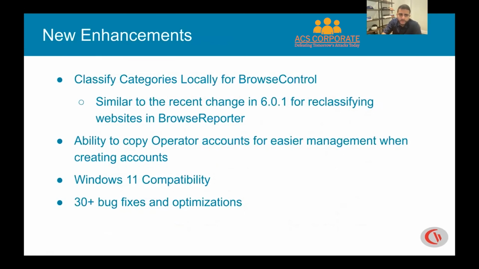Other new enhancements, so the ability to classify categories locally for browse control. We made a similar change for BrowseReporter in 601, but now you can do the same for browse control. Copying operator accounts has been simplified as well. We've also made sure that things are compatible with Windows 11. So for anyone who is upgrading to Windows 11, that is going to be accessible. And there's about 30 other bug fixes and optimizations in the release as well. So without further ado, I'll pass it over to Mike, who will be able to show the latest dashboard.